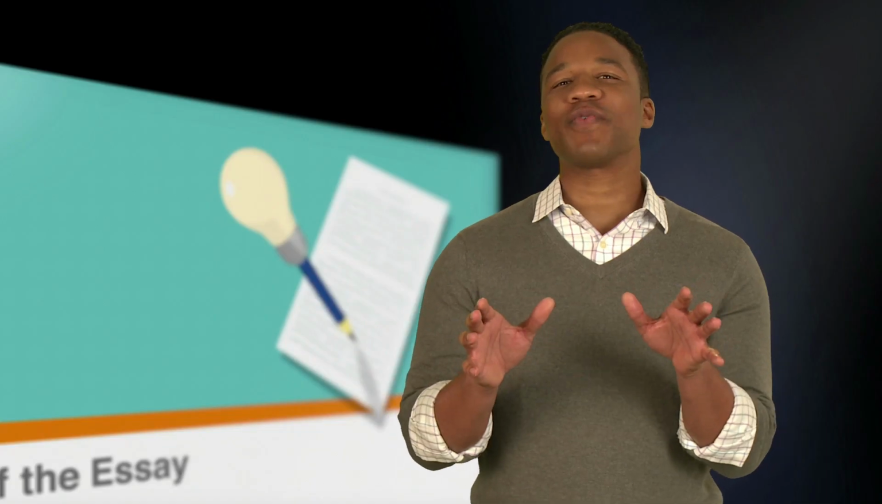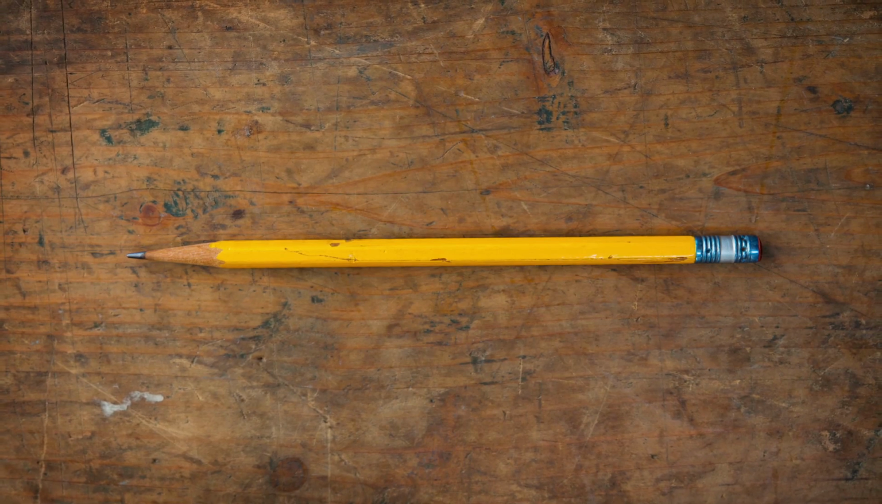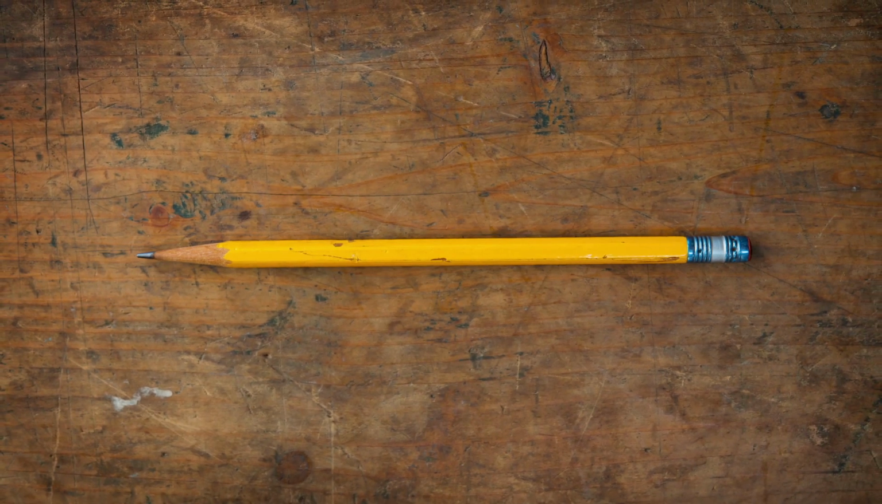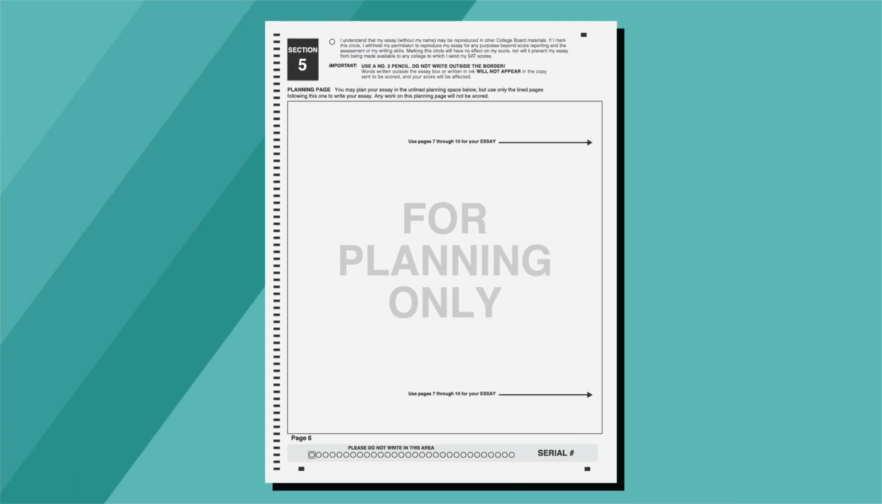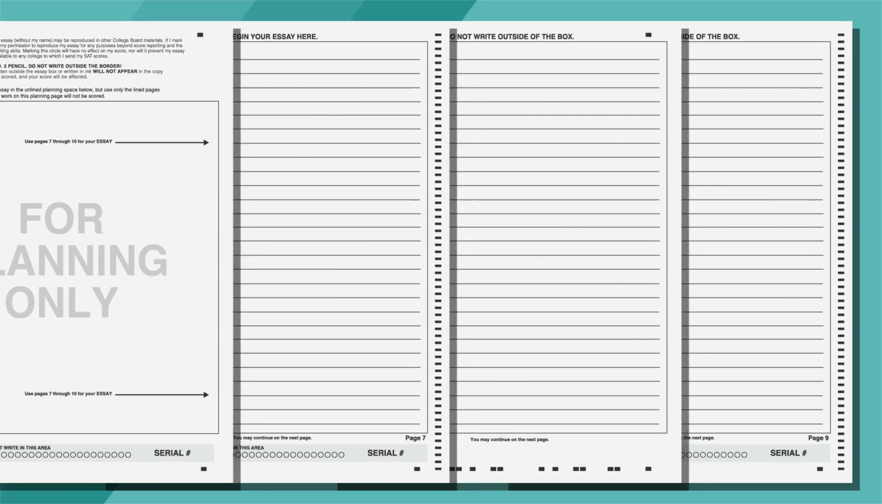Now that we've discussed what you'll be reading and writing about, let's talk about what you'll be writing in and with. You will want to write with a number 2 pencil, and you will be writing in the lined pages section of your answer book. Let's take a look at that quickly. You'll have a page for outlining and taking notes, and 3 lined pages for writing your essay.